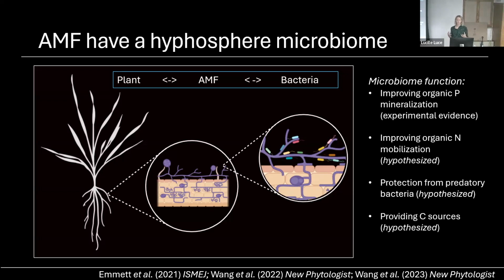This hyphosphere microbiome also has some other hypothesized functions, which are, I think, being tested at the moment. So it's hypothesized that it can improve organic nitrogen mobilization. It's also hypothesized that the microbiome can protect the AMF host from bacterial predators, and even probably provide some alternative carbon sources to the AMF host.